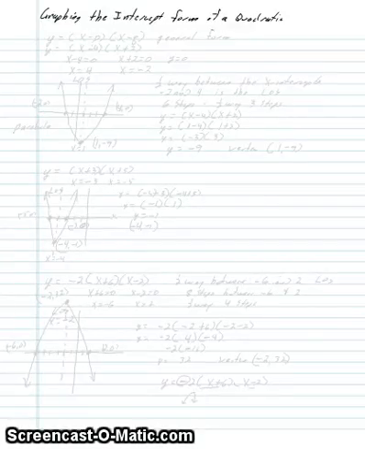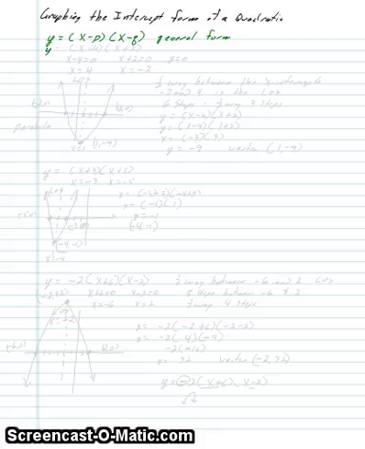Graphing the intercept form of a quadratic equation. Y equals x minus p times x minus q. That's our general form. Here's a specific example. Y equals x minus 4, x plus 2. Now, this is the intercept form.